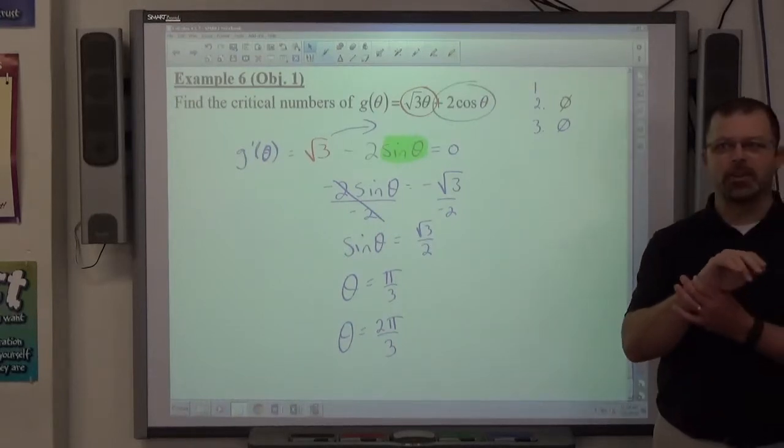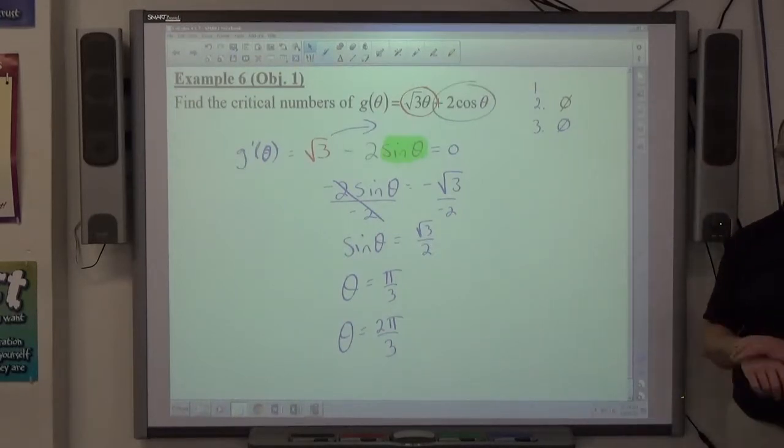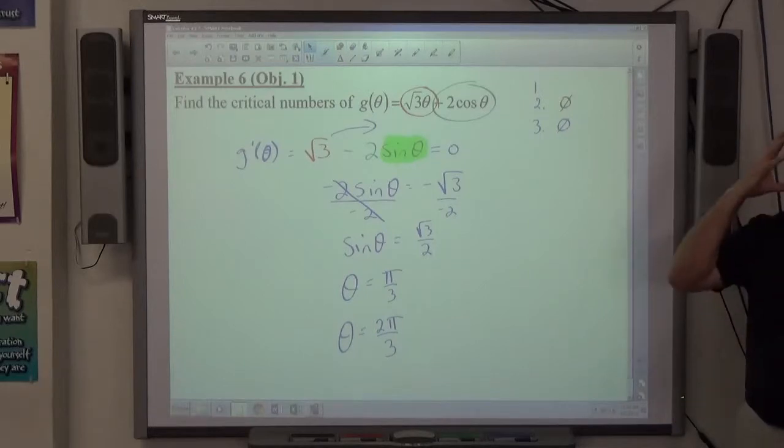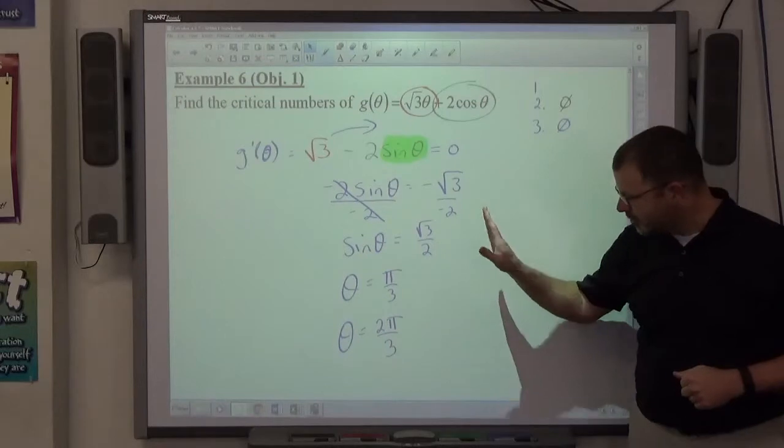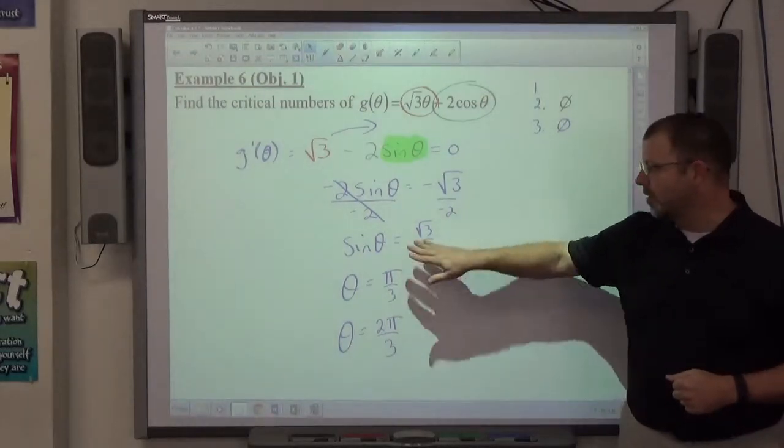And I'm already feeling my wrist hurting a little bit because I feel like I got to write a bunch of stuff down. Right? Brain's starting to expand a little bit and it's about to blow up. Got about all these numbers. All right. Pi over 3, 2 pi over 3, that's where sine equals square root of 3 over 2.